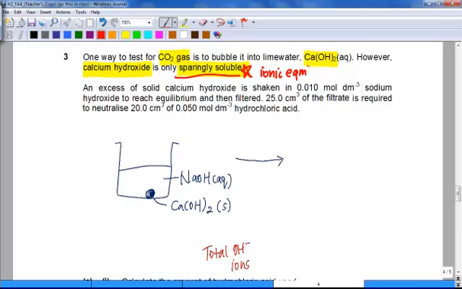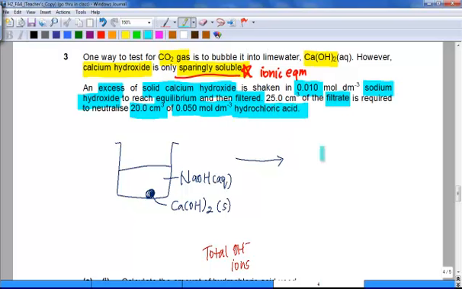Over here, the scenario given is that you have an excess of solid calcium hydroxide shaken in 0.01 mole per dm³ sodium hydroxide to reach equilibrium and then filtered. Take note, 25 cm³ of the filtrate is required to neutralize 20 cm³ of 0.05 mole per dm³ hydrochloric acid. So let's draw a quick diagram.